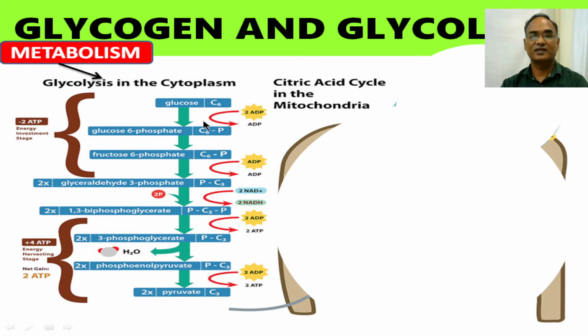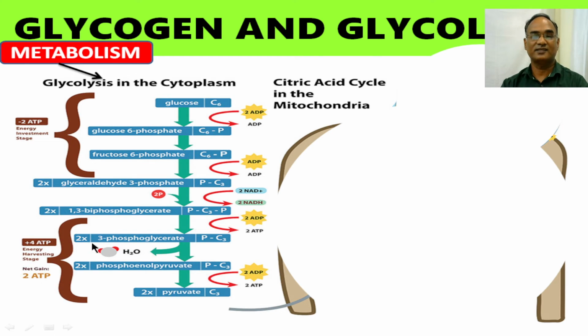In the first phase, glucose is combined with phosphate. At the third stage, glucose is converted into fructose. This fructose, with the help of some coenzymes, will be converted into glyceraldehyde 3 phosphate. Up to this is the energy investment phase, where we have to include some ATP. 2 ATP we have to spend to initiate this process.